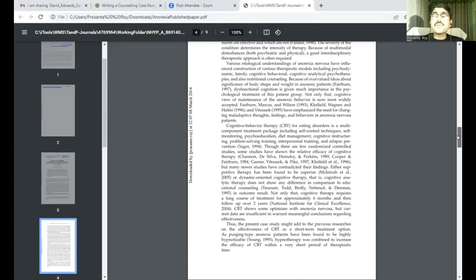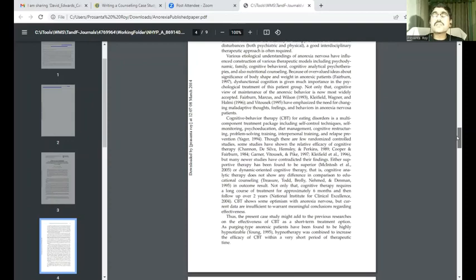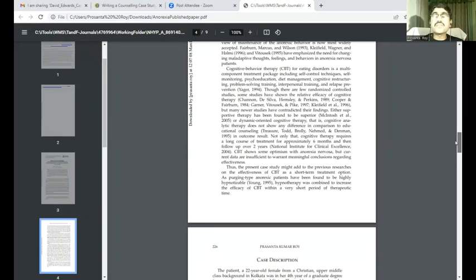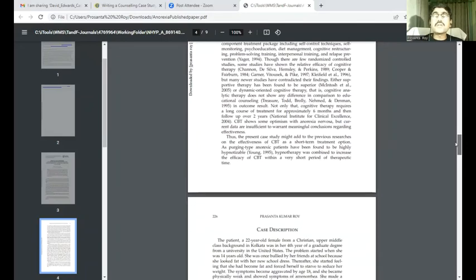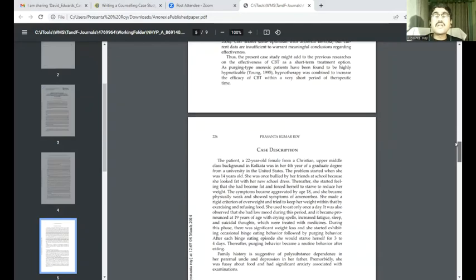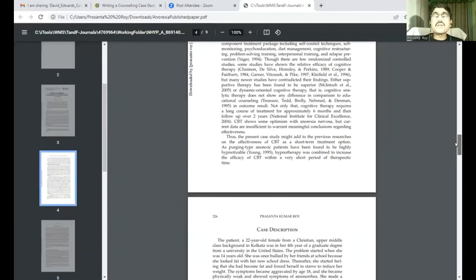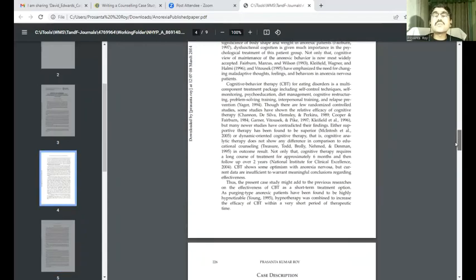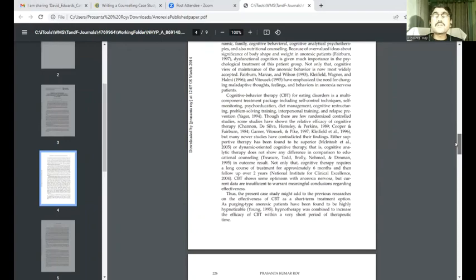Cognitive behavior therapy for eating disorder is a multi-component treatment package, including self-control techniques. We are telling about the strategies generally followed for cognitive behavior therapy, why I'm considering cognitive behavior therapy for this particular case, and also the role of hypnotherapy in this particular case.